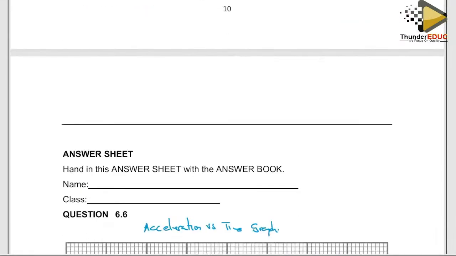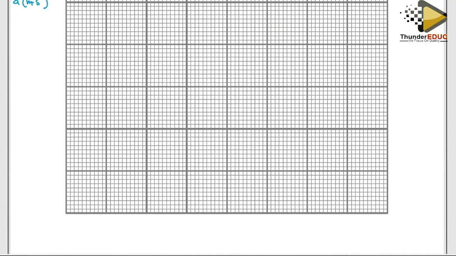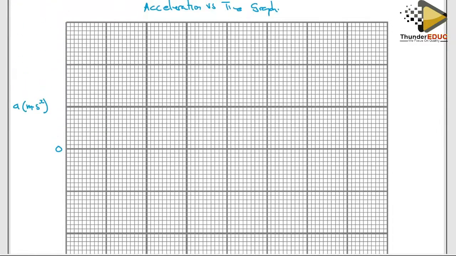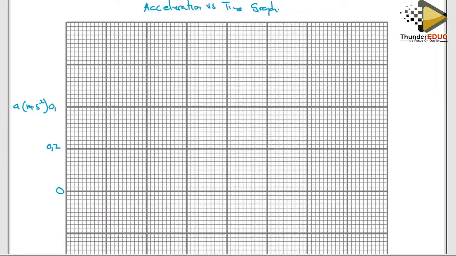I'm going to plot a value. Let me have my origin there, 0, 0. And then after that, I'm going to change this. So I'm going to say here, let's say I'm having 0, 0.2, 0.4, then 0.6, like that.